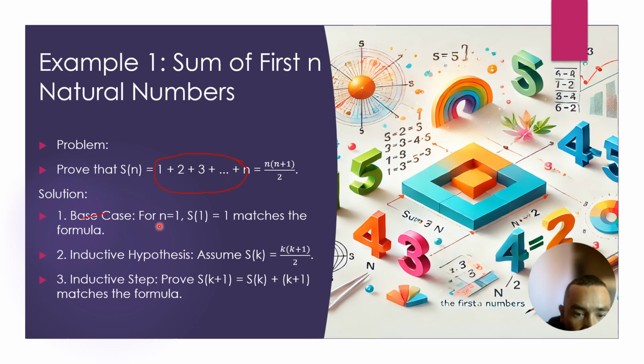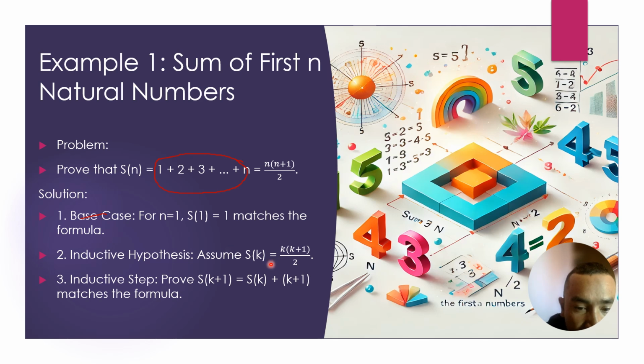Okay, for n equal to 1, S1 equals 1, which matches the formula. Look here, if we put the value of n equal to 1, 1 bracket 1 plus 1, upon 2, you will get 1. That means 1 into 1 plus 1 upon 2, and then you will get the same result.